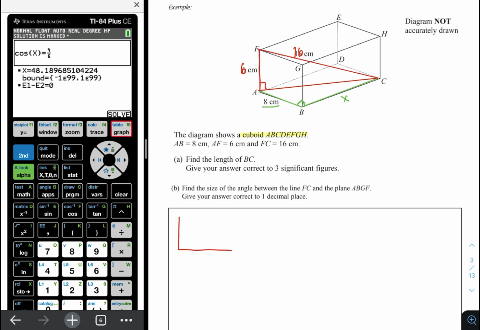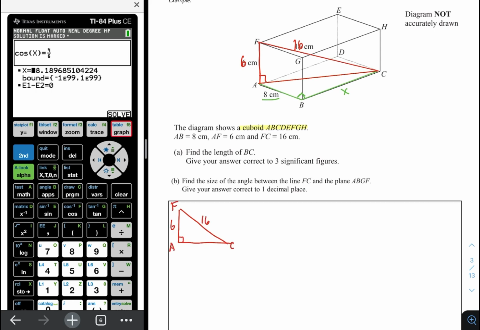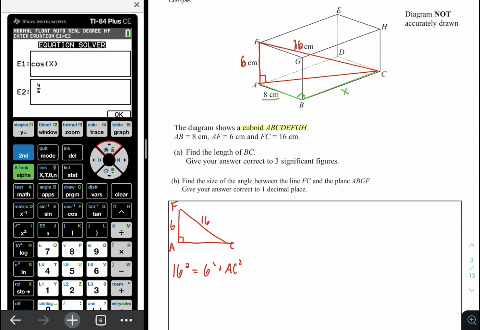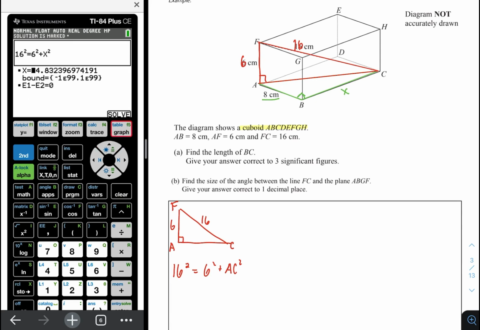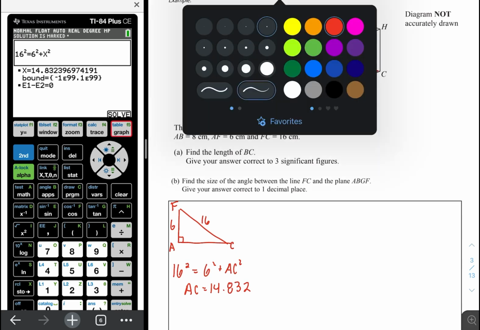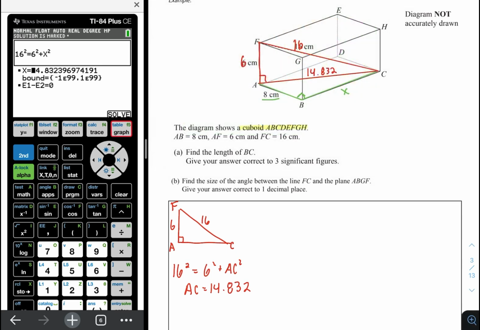So I'm going to redraw my triangle here, the triangle FAC. So since I have two sides and I'm looking for the third side, I can use Pythagorean theorem here. So 16 squared is going to be equal to 6 squared plus the side AC squared. I can use numeric solve in order to solve this question, and we get that AC is going to be equal to 14.832.